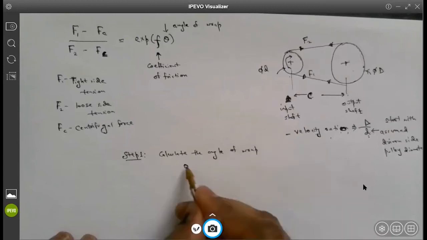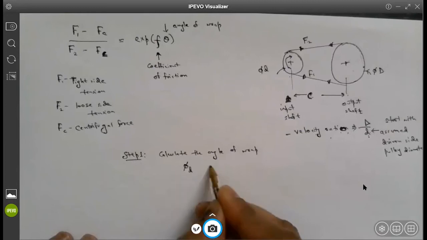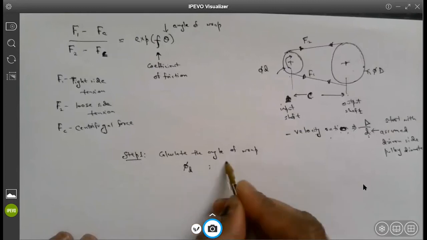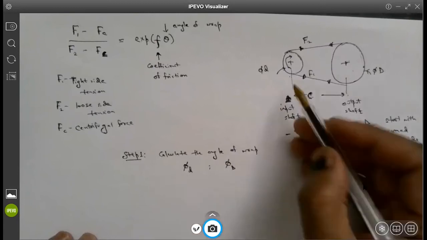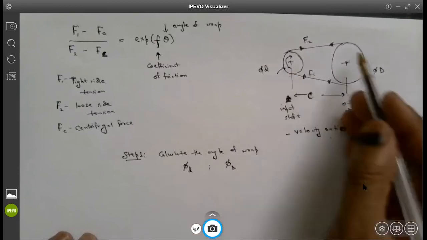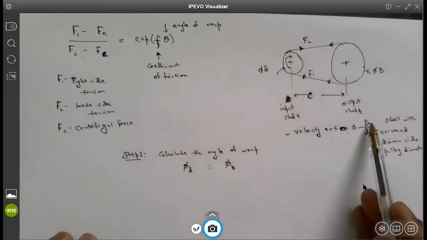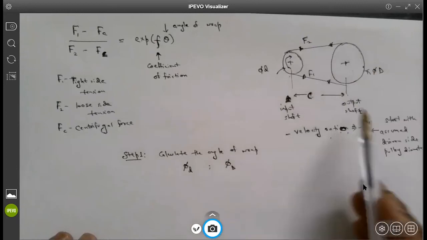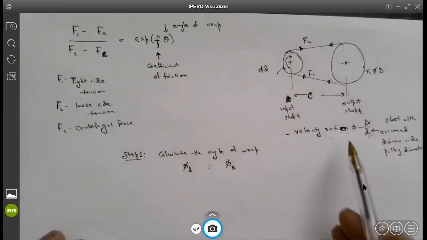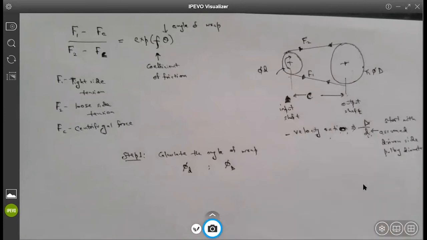The angle of wrap is phi d, and also let's say phi capital D. Phi d means the angle of wrap at the smaller side, and phi D is the angle of wrap for the bigger side, and they all depend on the smaller diameter, bigger diameter, and center distance. We actually saw that expression. It is obtained from purely geometrical construction, and you can calculate the angle of wrap from that. Is it clear to everybody so far?